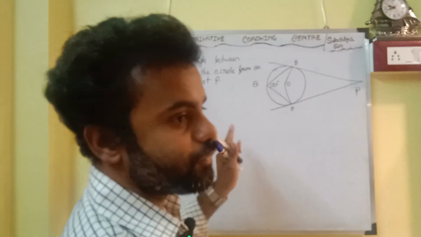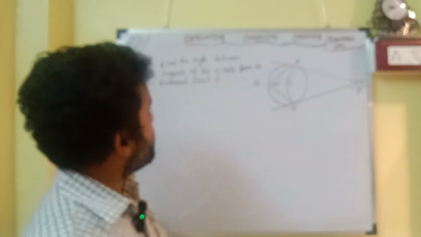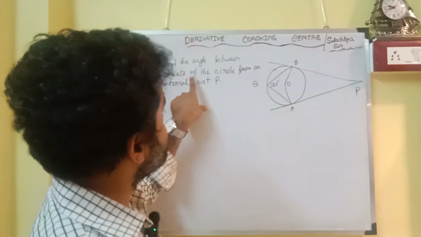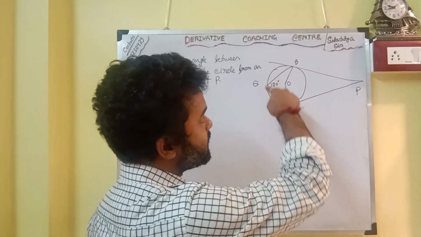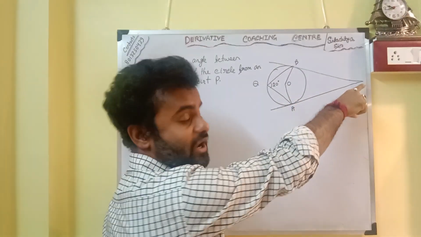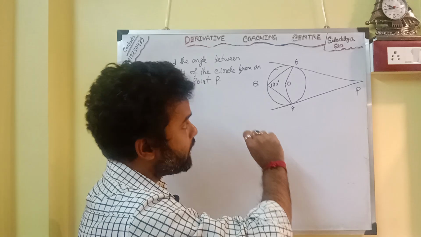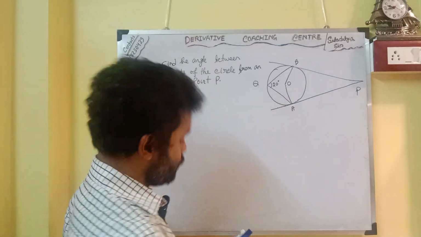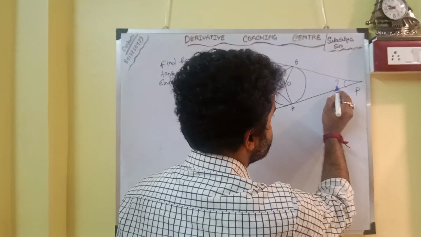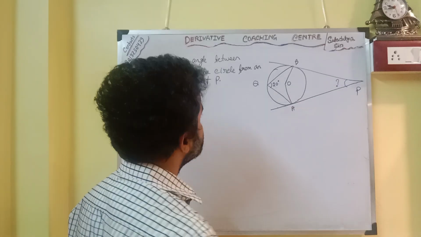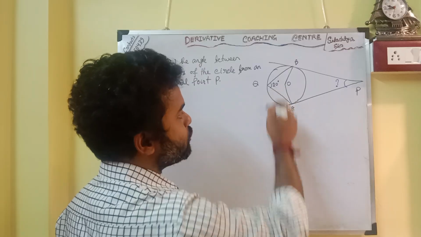Okay, look, this problem is from your circle chapter. There is a diagram drawn over there, and you have to find the angle between the tangents of the circle from an external point P. That means this is the circle with center O, and P is the external point, and the two tangents drawn are PB and PA. So you have to find the value of this angle, the angle between the two tangents. And one more thing is given, the angle BQA is 20 degrees.